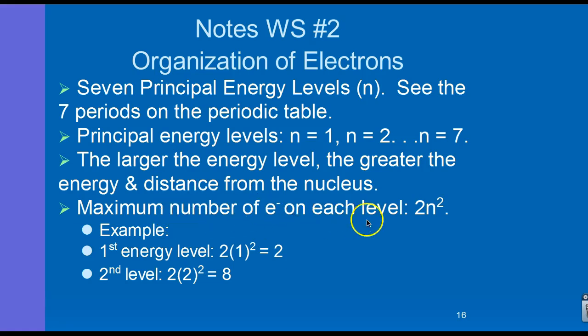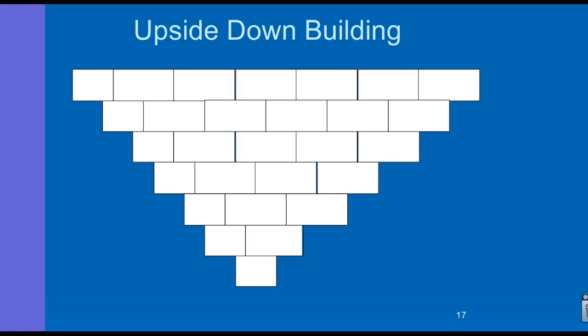The maximum number of electrons on each energy level is 2n squared. For example, on the first energy level, you put in 1 for n, which would be the first energy level. You square it, so 1 squared is 1, and times it by 2. So you can have a max of 2 electrons on the first energy level. The second energy level, again, you have the 2, and then you put in 2 for the second energy level. 2 squared is 4, 4 times 2 is 8. Magic number 8.